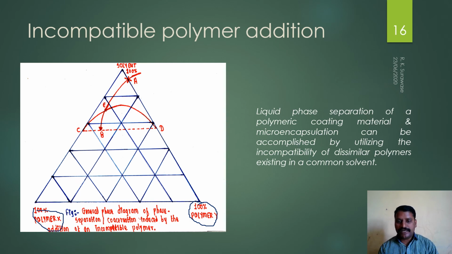Now the polymer X is ethyl cellulose in toluene, and polymer Y is polybutadiene. So polybutadiene and ethyl cellulose are incompatible with each other. As I said, these two polymers will be responsible for the phase separation and the formation of microcapsules.